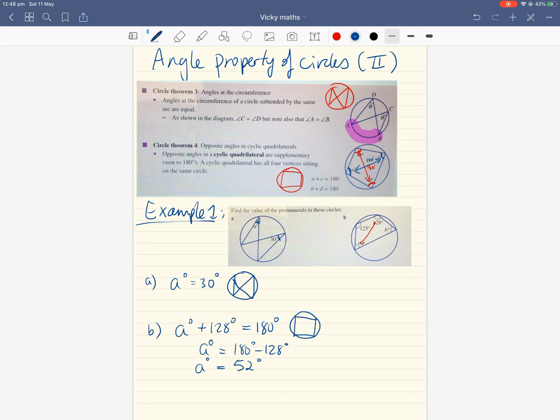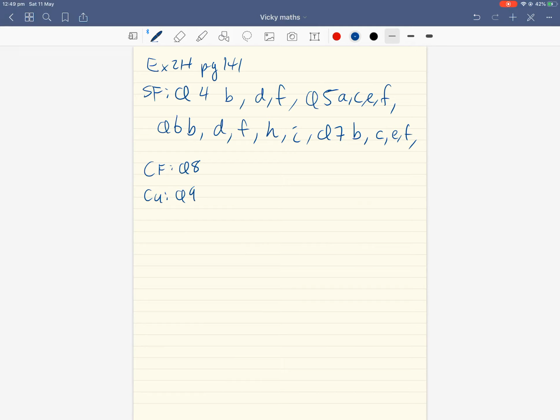So A degrees must be 52. And similarly, we need to work out what B is as well. So opposite angles add up to 180. So we can write B plus 125 degrees is 180 degrees. Why? Because of the cyclic quadrilateral theorem. So B is 180 take away 125 degrees, so B degrees must be 55 degrees. And that's it for applications of these two circle theorems. So to-do list, give it a try, have fun.